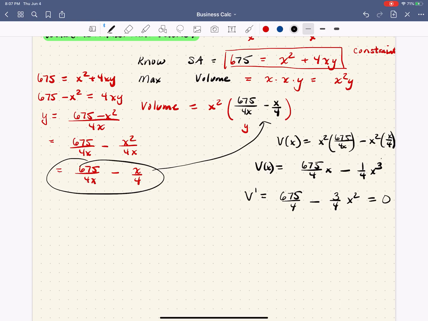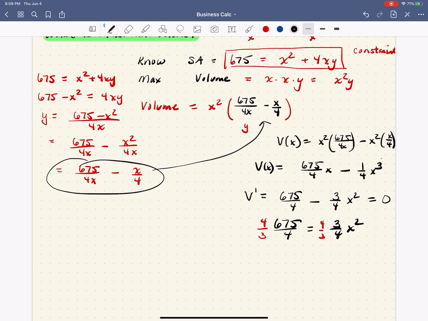Okay, so you can either multiply both sides by 4, that could work, or I'm just going to add the 3/4 x squared to both sides, whatever. So we have 675 over 4 equals 3/4 x squared. I'm actually going to go through and multiply both sides by 4/3 to get the x squared by itself.